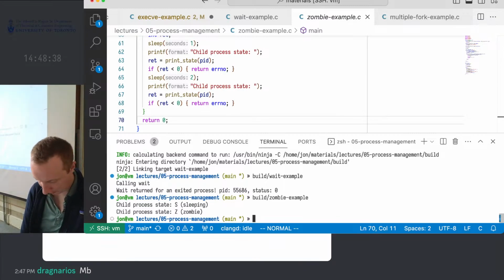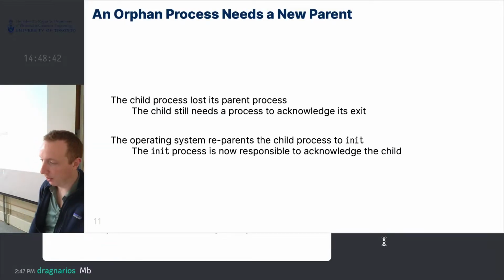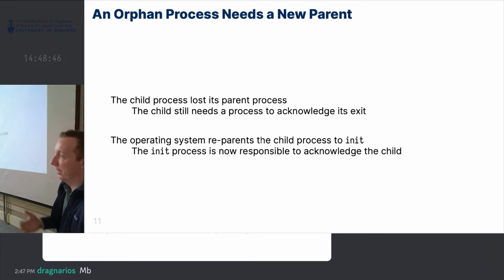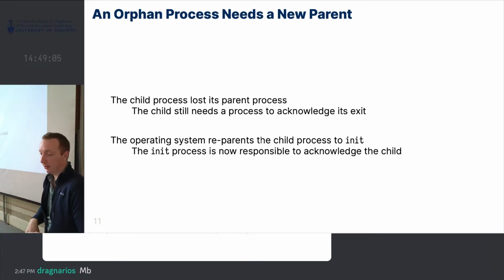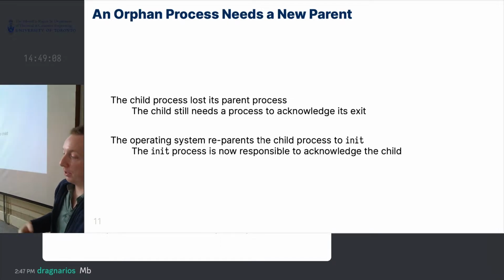Okay, so the funner one is the orphan processes. An orphan process doesn't have a parent anymore. The kernel is very strict about the parent-child relationship. Every process needs to have a parent. So if your parent is now dead, you need a new one. Because that child process would still exit at some point and still needs to be acknowledged, so this reparenting process happens.